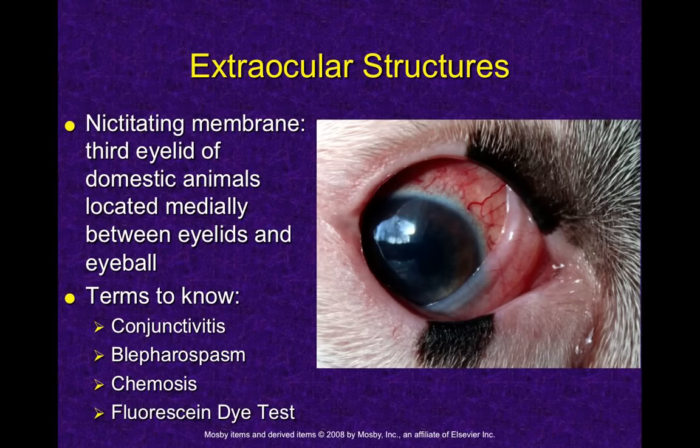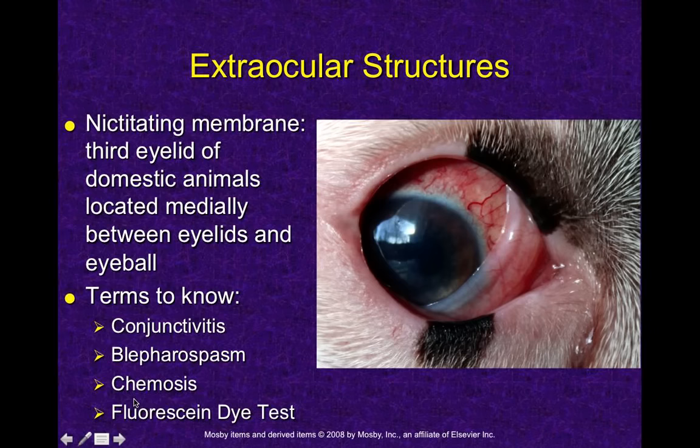Terms to know: conjunctivitis is inflammation of the conjunctiva, very common with upper respiratory infections. Blepharospasm is blinking, twitching of the eyelids. So it's when an animal is irritated in their eye and they'll be blinking or winking quite a bit. Conjunctivitis is inflammation. Chemosis is just swelling of the conjunctiva.